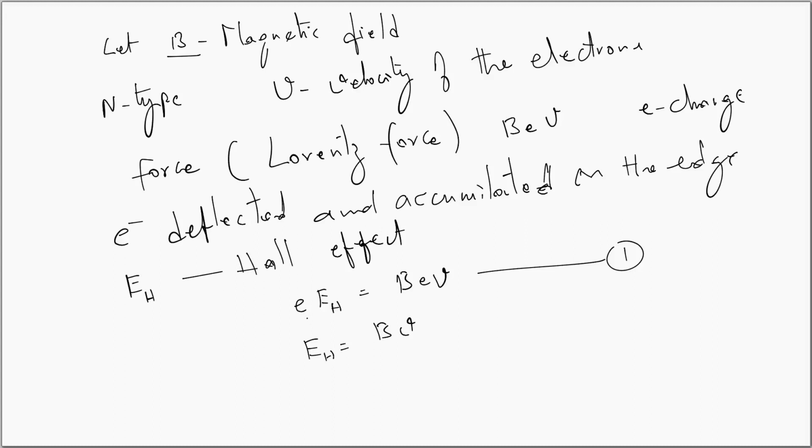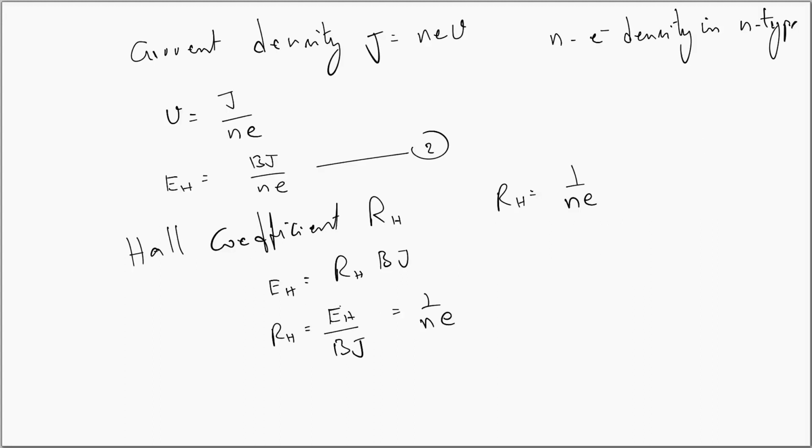The force is e times EH, where EH is the established electric field due to the Hall effect, that is equal to BeV. We have obtained EH is equal to BV, and from there we have obtained EH is equal to BJ by Ne, where J is the current density given by NeV. We have defined a quantity called Hall coefficient RH. RH we have defined as 1 over Ne, where N is the carrier concentration of the electrons and e is the charge of the electron. So RH we have written as EH upon Bj, which is equal to 1 over Ne.